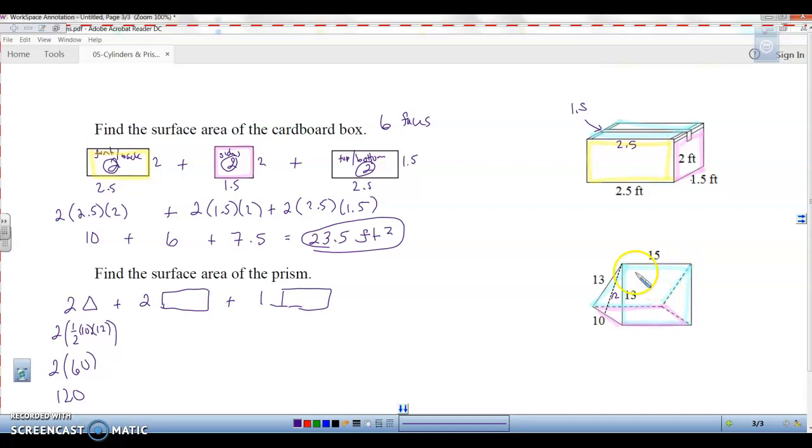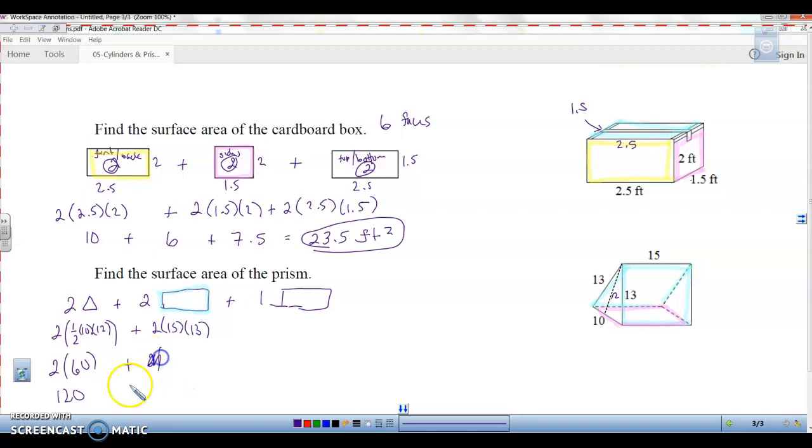Okay, now the two blue rectangles. Let me do the blue ones so you know which ones I'm talking about. There's two blue rectangles. So I have to do length times width for that one. What's the length and the width for the blue rectangles? It would be 15 and 13. So 2 times 15 times 13. And that comes out to be, take my word for it, 390.